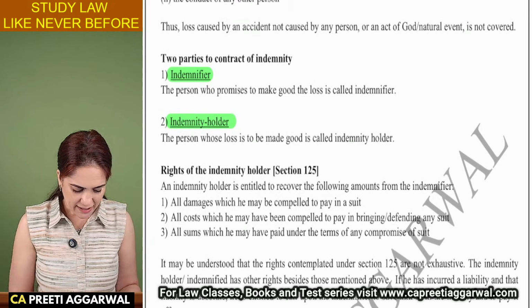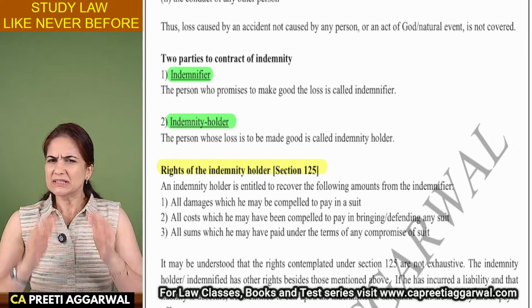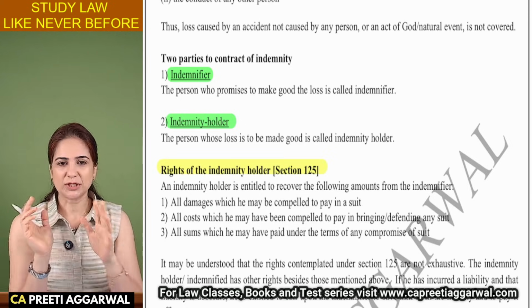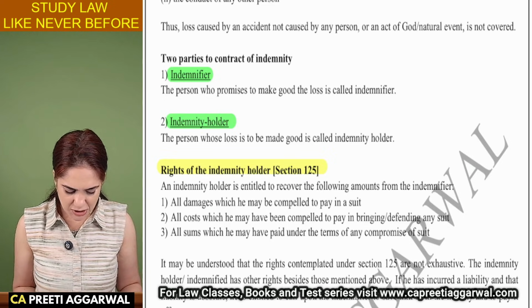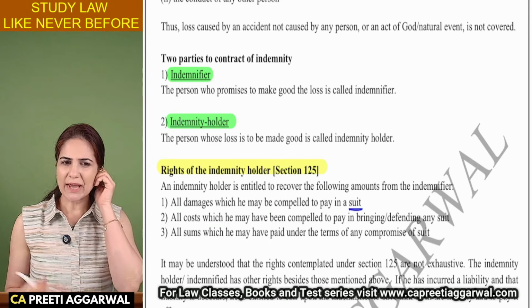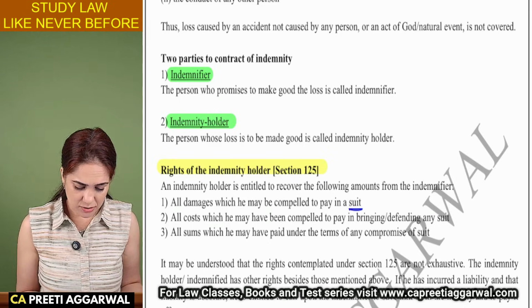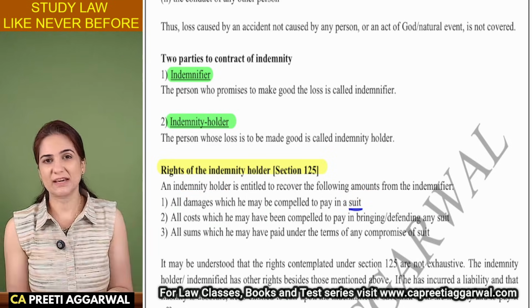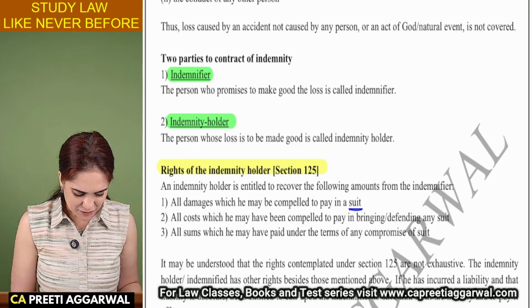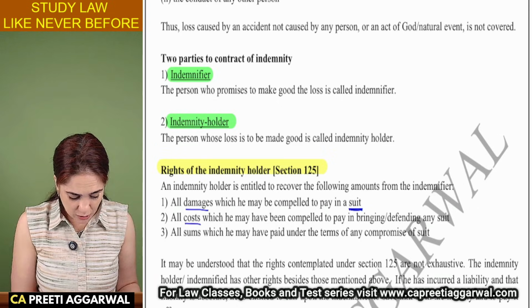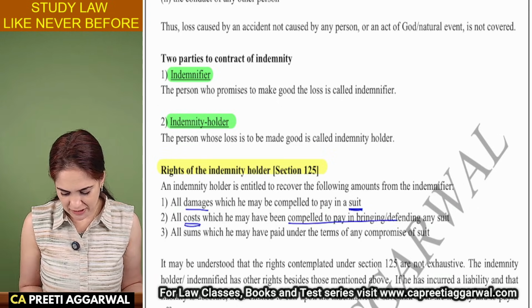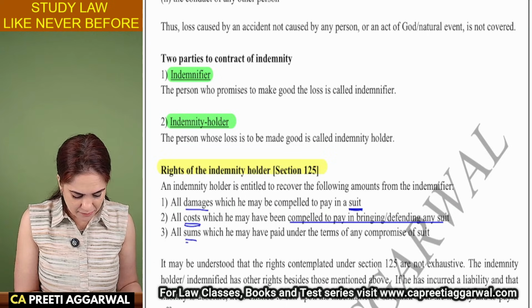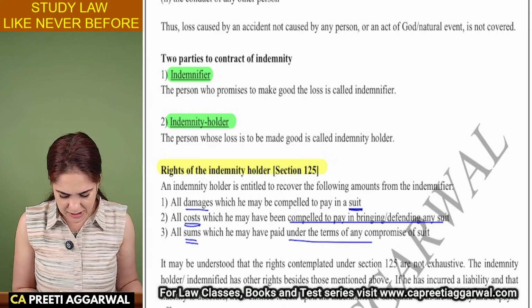What are the rights of the indemnity holder covered under section 125? Just as section 124 is very narrow in its scope, section 125 is also very narrow in its scope. Section 125 covers only that loss which is caused by the case filed. So any amount which the indemnity holder is forced to pay in a suit. So all the losses which are caused while filing a case, only that can be recovered. So the damages which you have to pay at the time of filing a suit, or all the costs which you have been compelled to pay in bringing the suit. Any cost may involve the cost paid to the lawyer or the court charges, etc. Any sum which may have been paid under the terms of the compromise, like principal amount or interest.